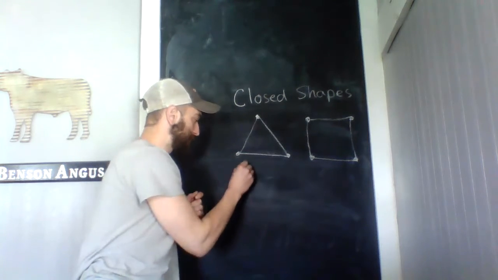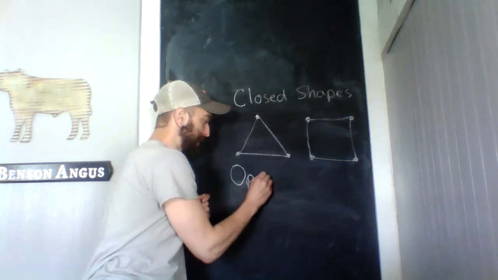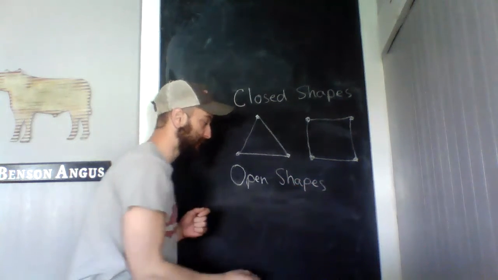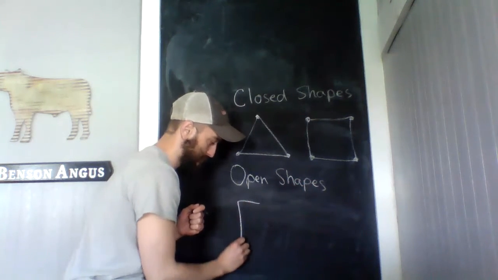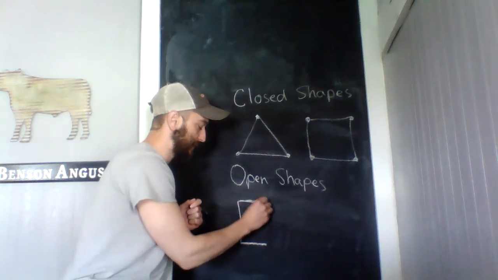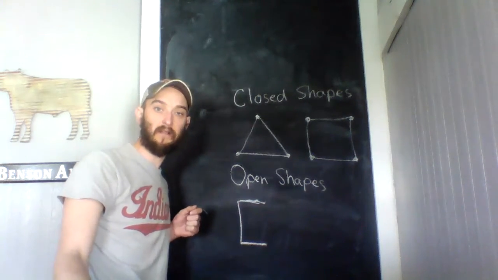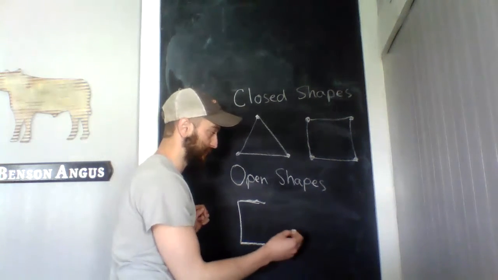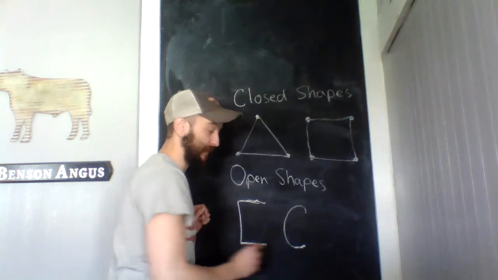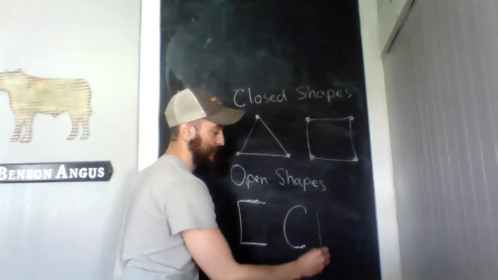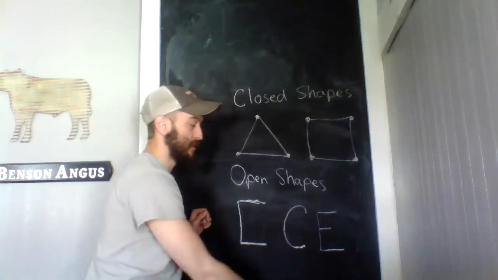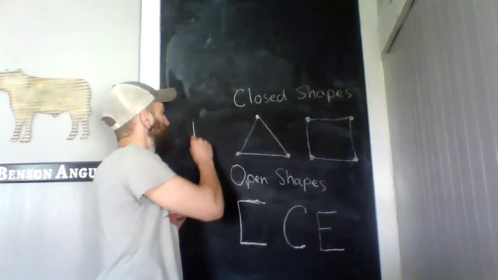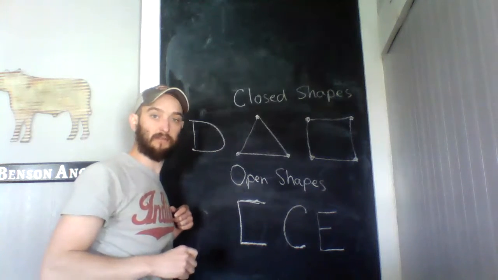But we also have open shapes, which means they are open. So maybe you have something like that. Okay, it has an opening there where you can get in. Another example you're going to see in your book is some letters. So like a C, that's open. An uppercase E, that's open. So these are open shapes. But then again, you can have other shapes like a D that's closed. Okay.